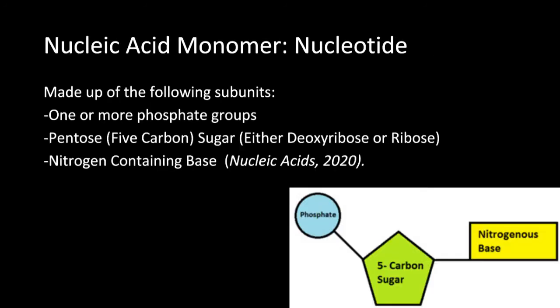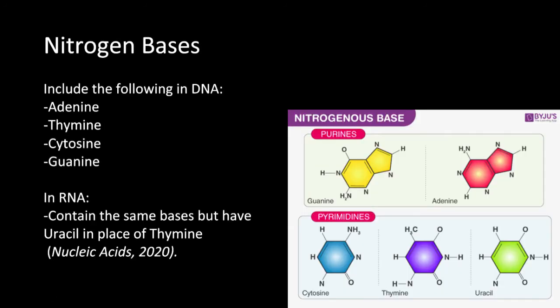Nucleic acid monomer, nucleotide. So what's the basic building block of a nucleic acid? It's called a nucleotide. It has a nitrogenous base, a 5 carbon sugar, and phosphate. Phosphate is the backbone which can't be replaced by any other element. One or more phosphate groups, pentose, a 5 carbon sugar, either deoxyribose or ribose, and a nitrogen containing base.